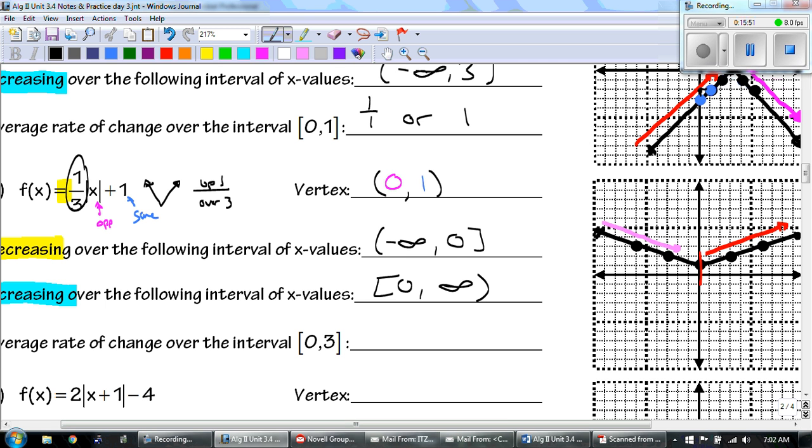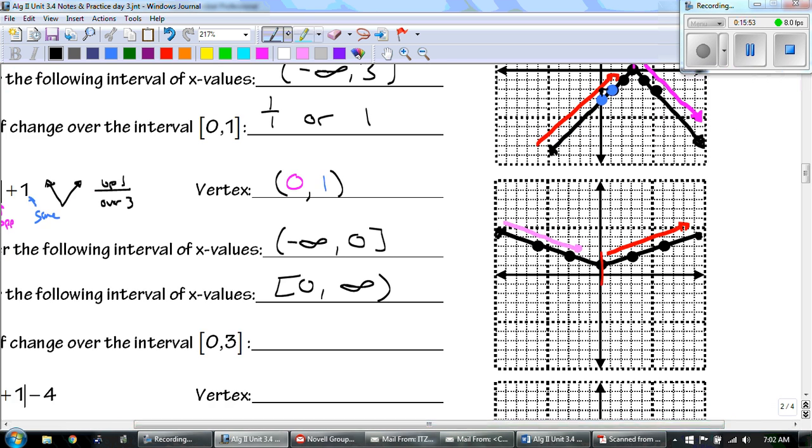So what is the average rate of change between 0 and 3? Well, here's 0. There's 3. We had to go up 1 and over 3. Okay? So it's 1 over 3.